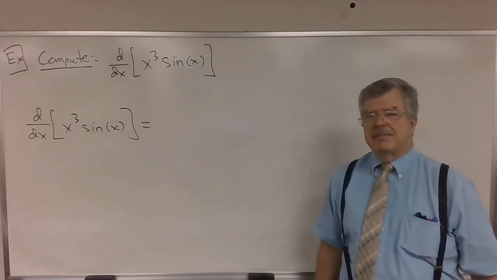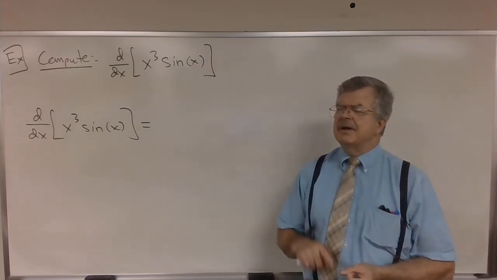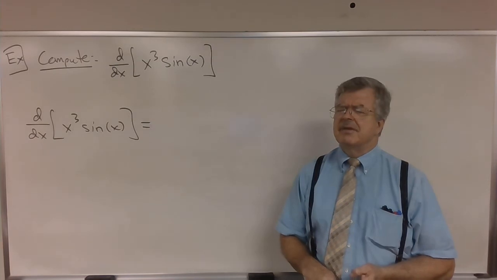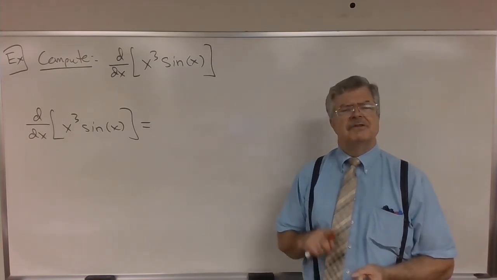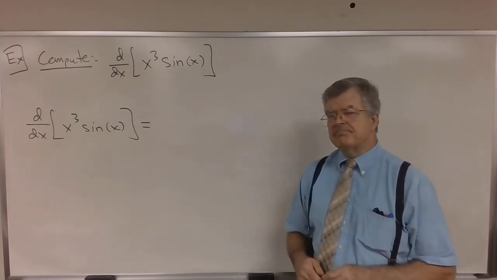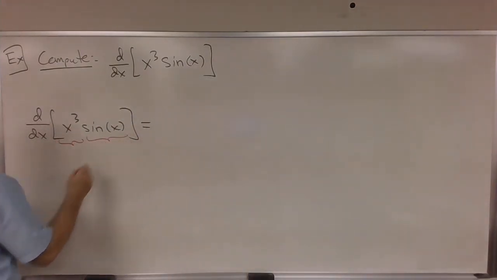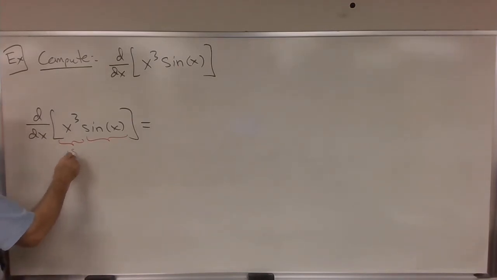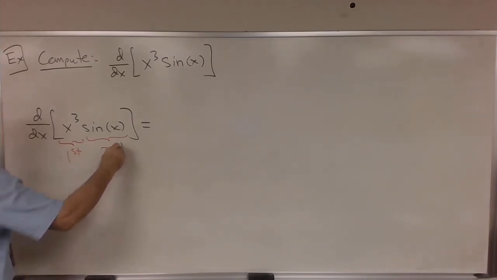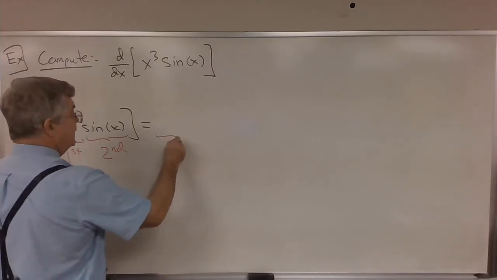So it's a good thing that we're going to be walking around for the next few days going first prime times second plus second prime times first. Okay. So what I'm going to do is diagram the function that I'm computing the derivative of. Here's my first factor. Here's my second factor. And the product rule tells me first prime times second plus second prime times first. Okay, I can do that.